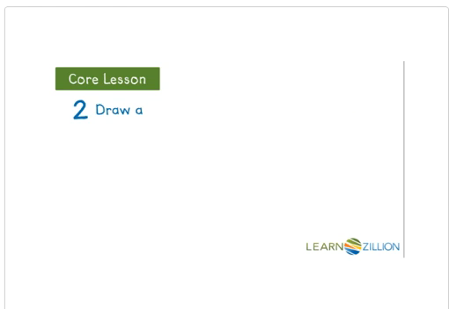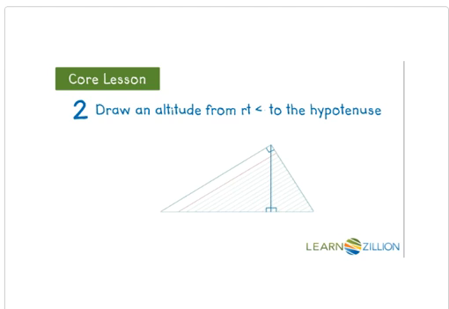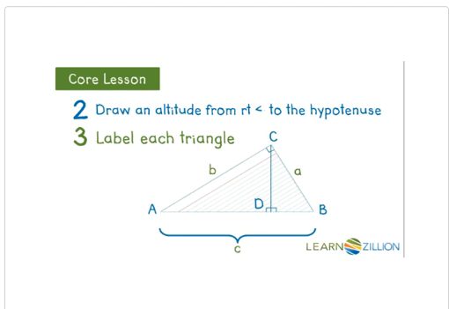For step 2, we're going to draw an altitude from the right angle to the hypotenuse on both cards, but I'll show one here. Then we're going to label each triangle. We'll label the vertices A, B, C, and label where the altitude hits the hypotenuse AB, label that intersection point D. We'll also label the sides a, b, c, lowercase because they are sides.